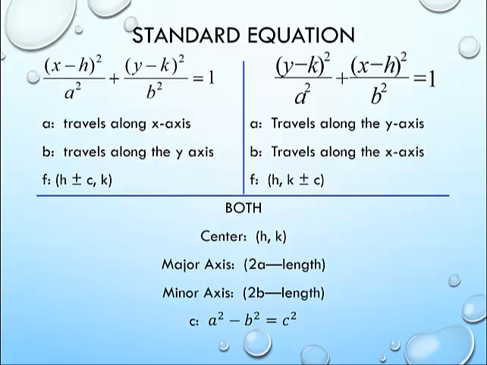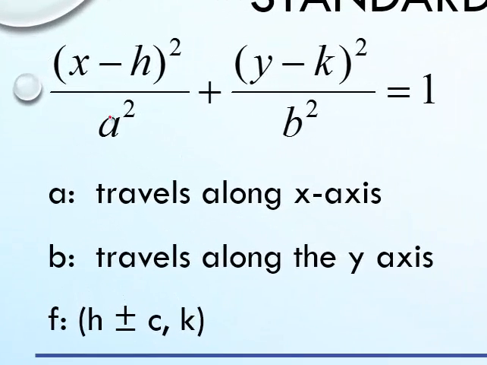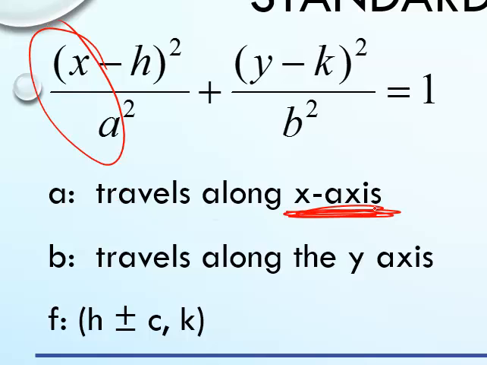Now the standard equation is x minus h squared over a squared plus y minus k squared over b squared equals 1. Notice our equation is always going to equal 1. Now, if a is under our x, that means it's going to travel along the x-axis. If a is under our x, it travels along the x-axis. And since b is under y, it's going to travel along the y-axis.